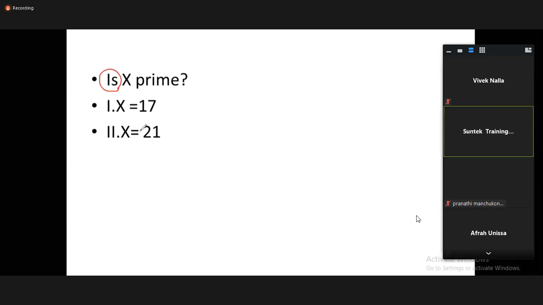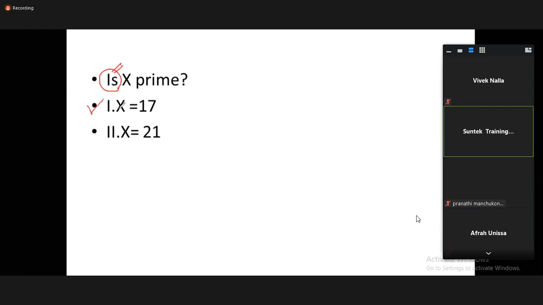So this is not a question of which option you need to mark. First, if you want to understand this question, you should know the meaning of 'is x a prime'. In data sufficiency, you need not get the correct answer. Whether you are able to answer the question or not is the point here. 'Is x prime' is the question. Is x prime means what? Okay, is statement 1 alone sufficient or not?